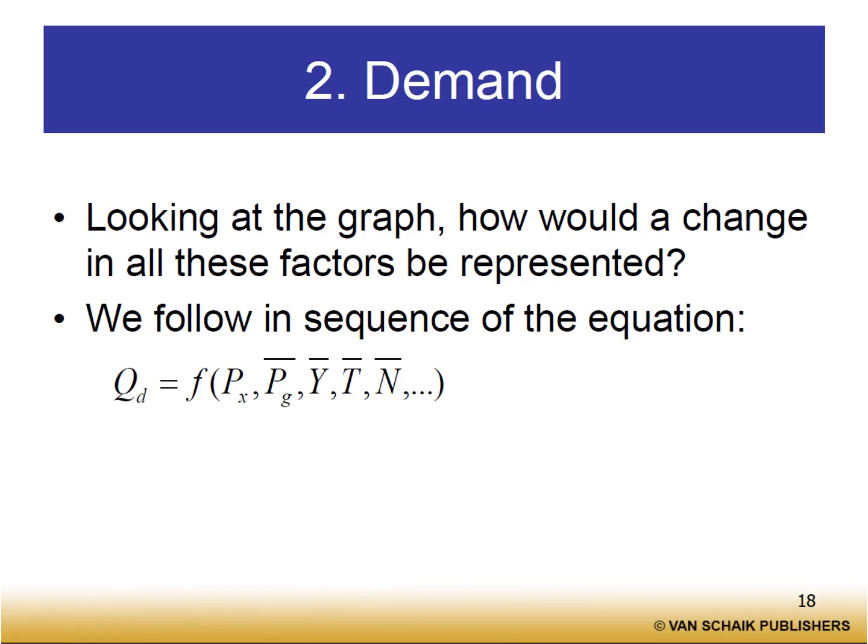Now that we know how a demand curve is constructed, we can ask ourselves, how do changes in the various determinants of demand influence the demand curve? Just to recap, we said that the main determinants of demand are the price of related goods such as complements and substitutes, income in the economy, tastes, and population size.